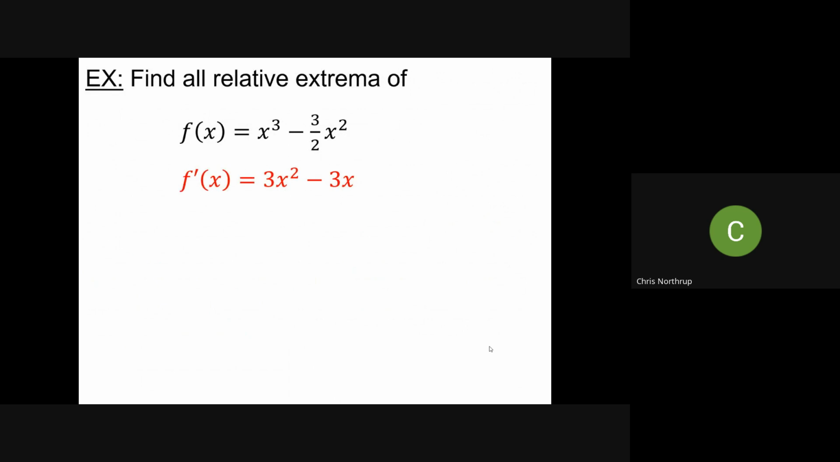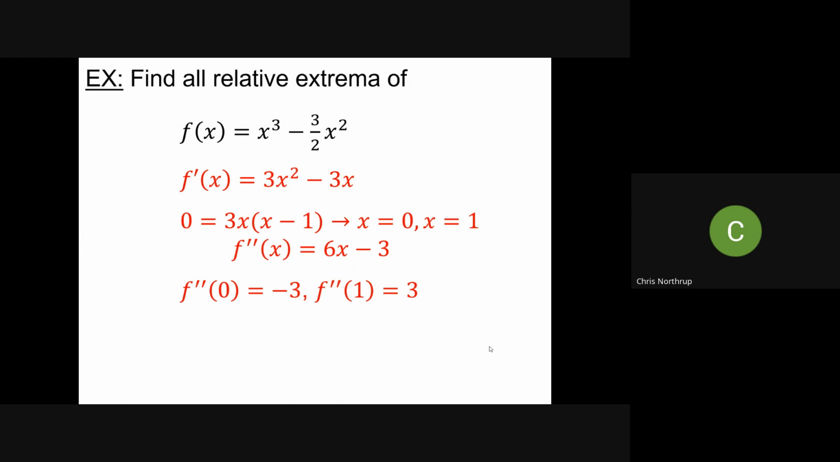But here's my first derivative. Here are the zeros of that first derivative, so those are my critical numbers. And then here's my second derivative. And I went ahead and plugged those numbers into my second derivative. And I notice at 0, I have a negative second derivative, so that's concave down. At 1, I have a positive second derivative, so that's concave up.